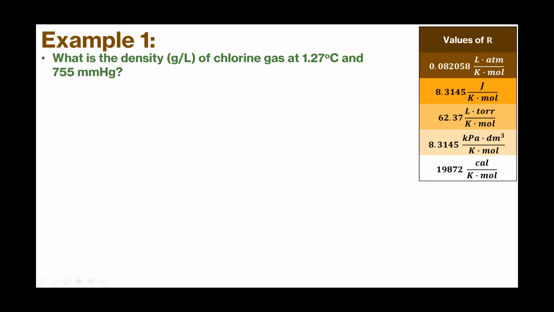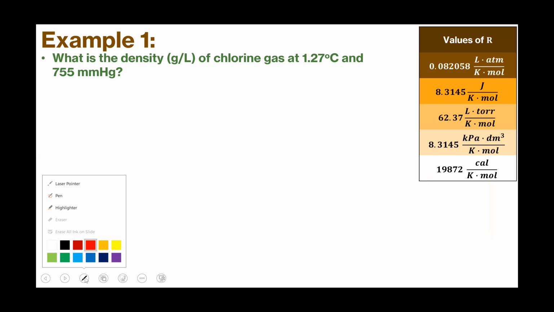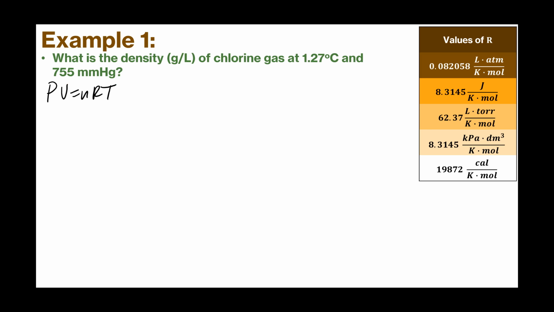Okay, so first up, let's look at this. What is the density of chlorine gas at 1.27 Celsius and 755 millimeters of mercury? I want to remind us here again, remember, we have to know this, that PV equals nRT. Density doesn't show up anywhere in the ideal gas law. There's probably more than one way to do these problems, so if you have a different way that still works and still uses the ideal gas law, you may be okay, but this is just how I work them.